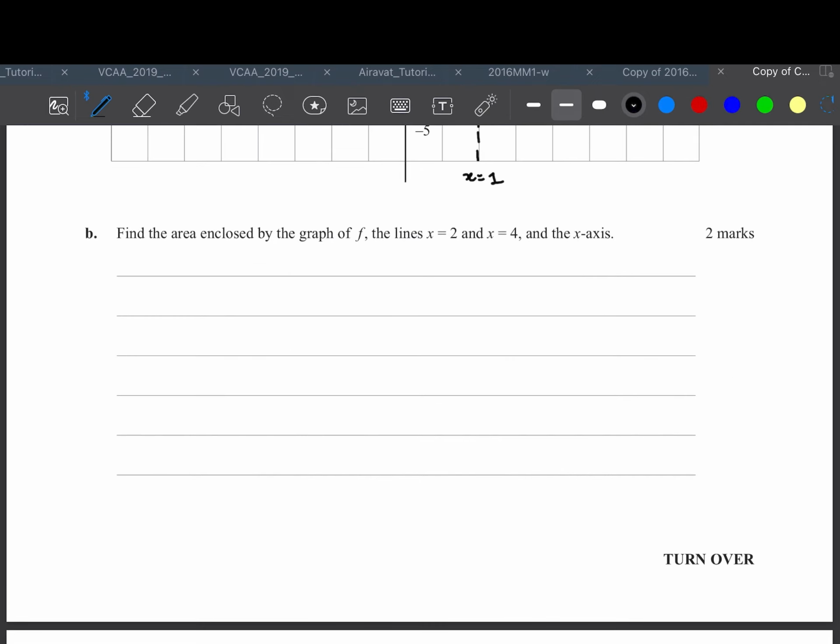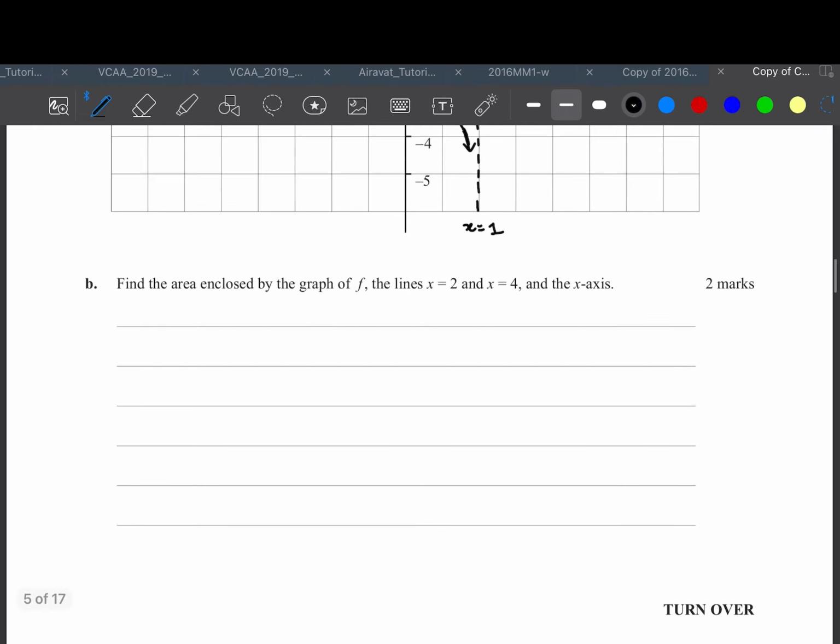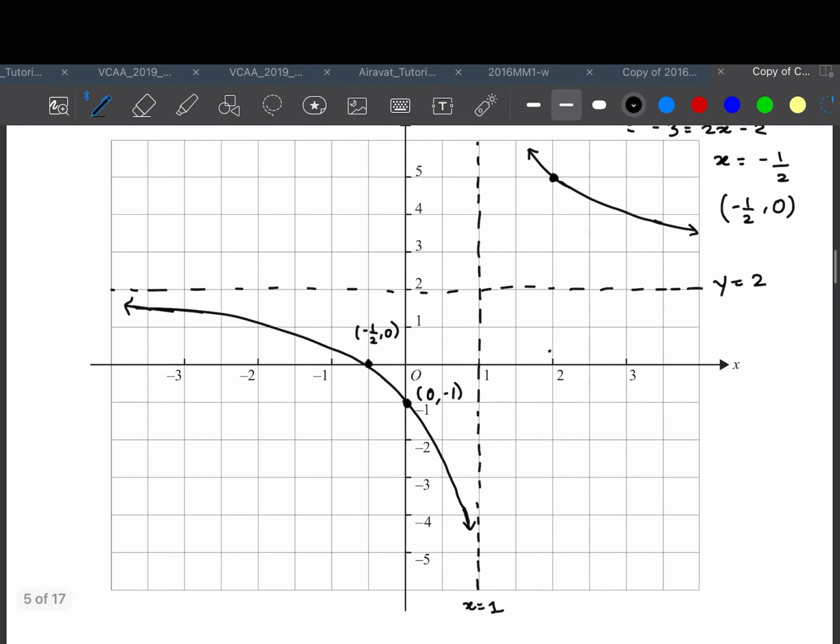Now part B is asking us to find the area enclosed by graph f, the lines x equals 2 and x equals 4, and the x-axis. To represent this graphically, we are finding the area between these two lines, the highlighted section. So this is the area that we are finding. Now how do we find the area under the graph? Well, just integrate.